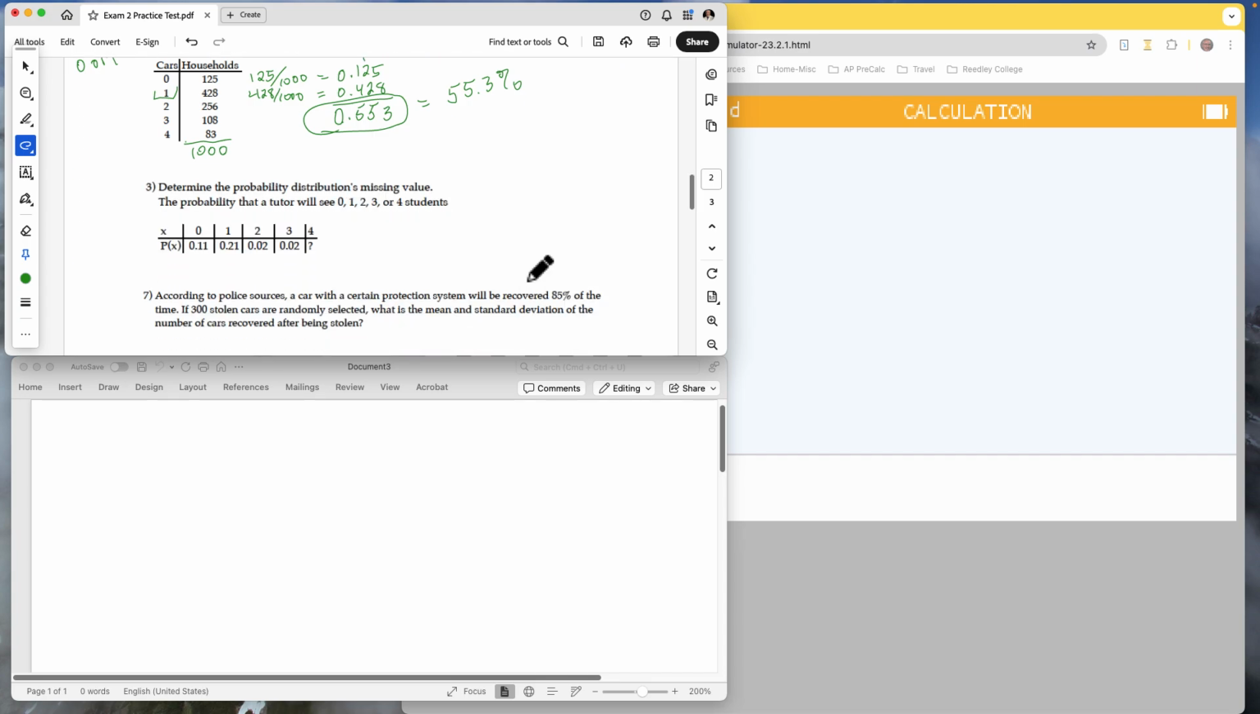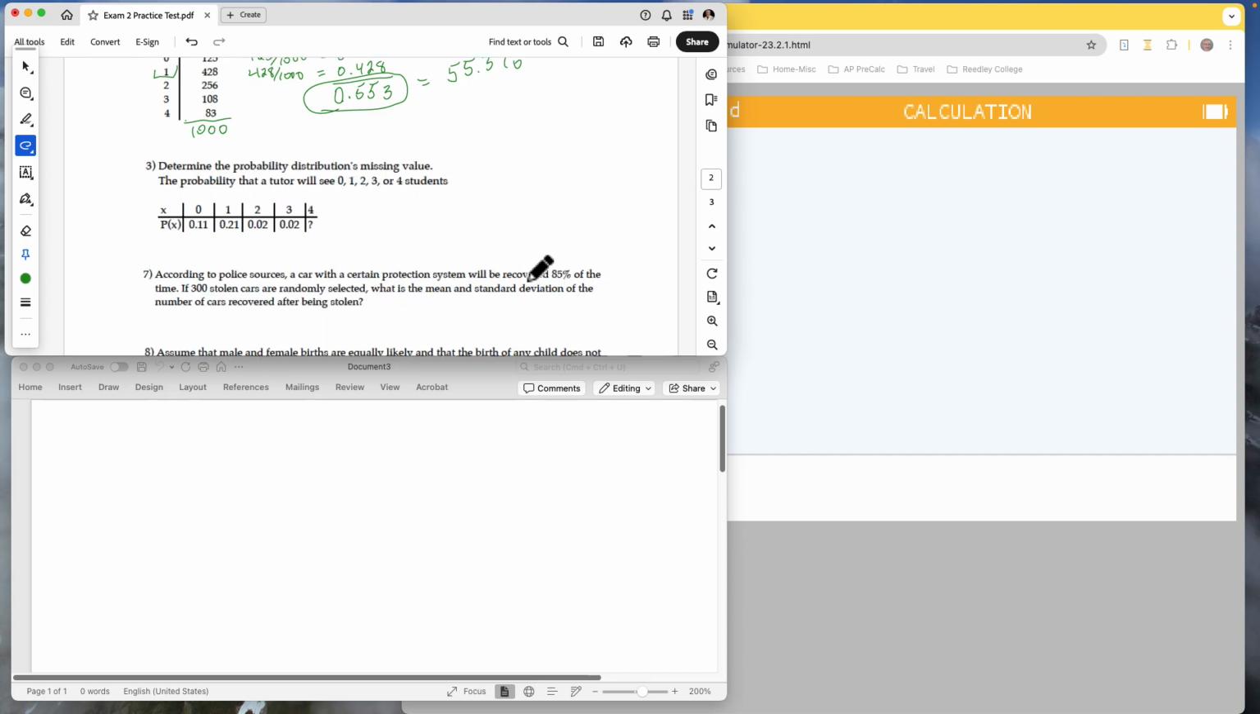Determine the probability distribution's missing value: the probability that a tutor will see 0, 1, 2, 3, or 4 students. Those are all listed here. We have all the other ones, but we're missing one of them. Remember, since it is a probability distribution, these all have to add to 1, 100%. So let's add what we've got, and we'll subtract it from 1.